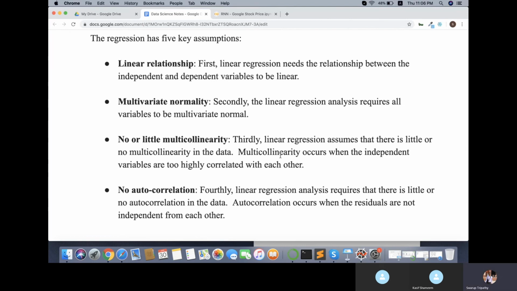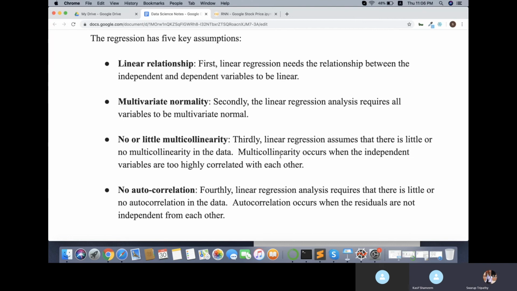Are you getting? Can you explain one more time? See, no or little multicollinearity. As the name says, multicollinear. Multicollinearity will happen when multiple things are collinear with one another, meaning within your data set you have similar types of variables that are too highly correlated with each other.